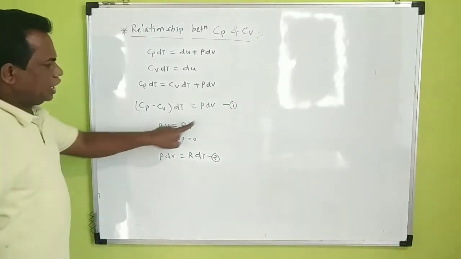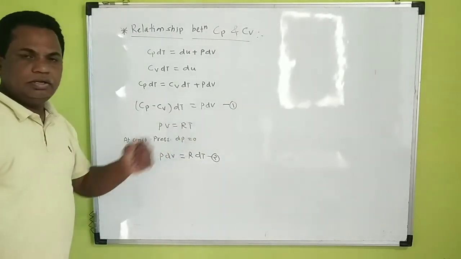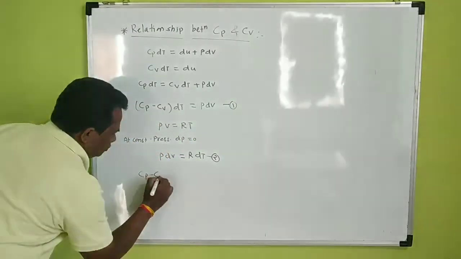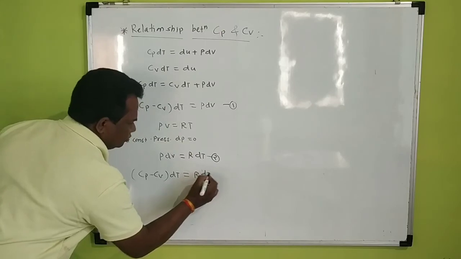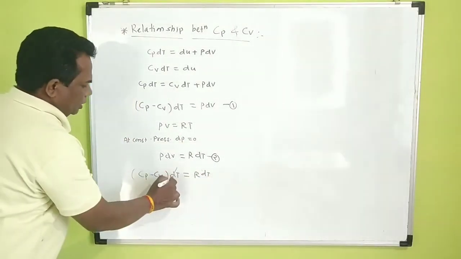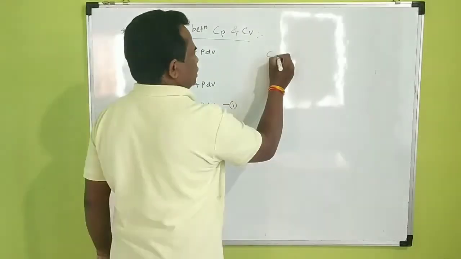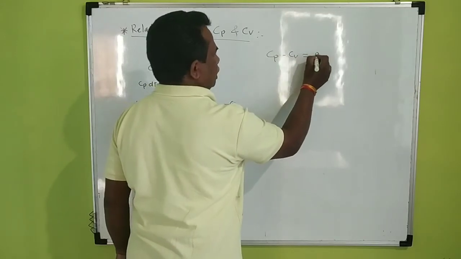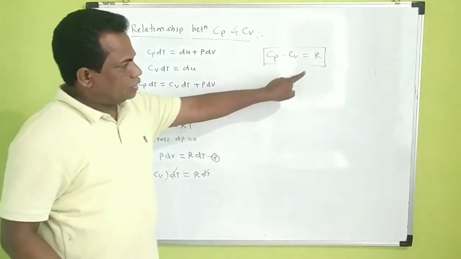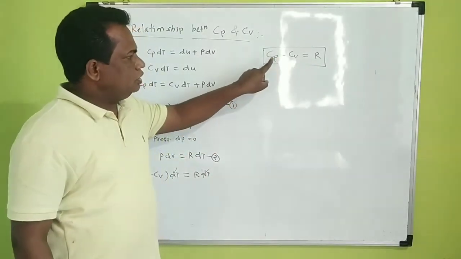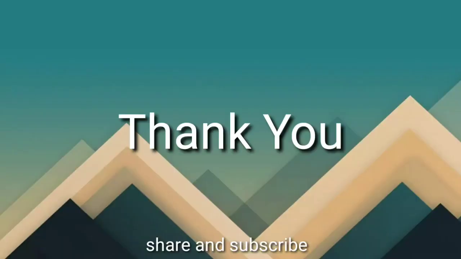So in place of PdV, you substitute RdT. So substituting equation 2 in equation 1, we get Cp minus Cv into dT, that must be equal to RdT. Here dT cancels, so you will get the relation, that is the famous relation Cp minus Cv is equal to R. So this is the relation between the gas constant and the specific heat at constant pressure and specific heat at constant volume.